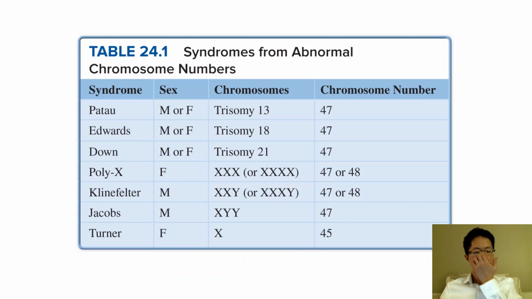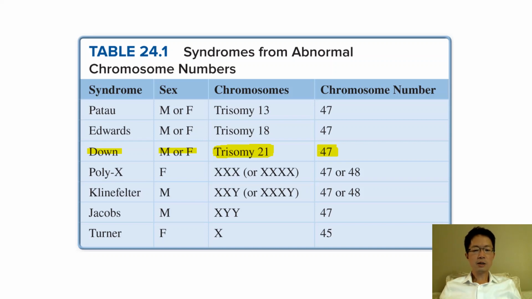So here is the summary of the chromosome disorders. As I mentioned before, the famous one is Down syndrome. It can occur in either male or female. It is because of trisomy 21. For chromosome number 21, which is an autosome, you have 3 chromosomes. So the total chromosome number is 47 instead of 46.